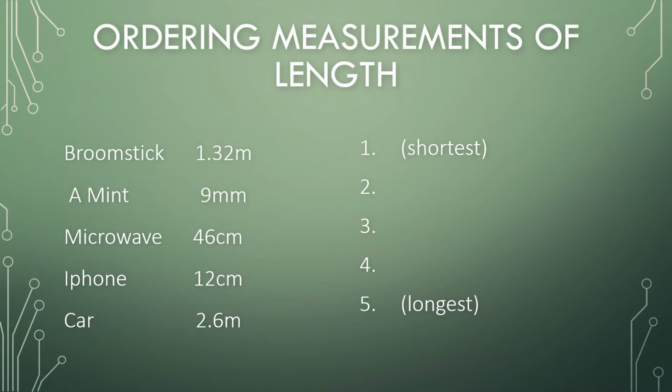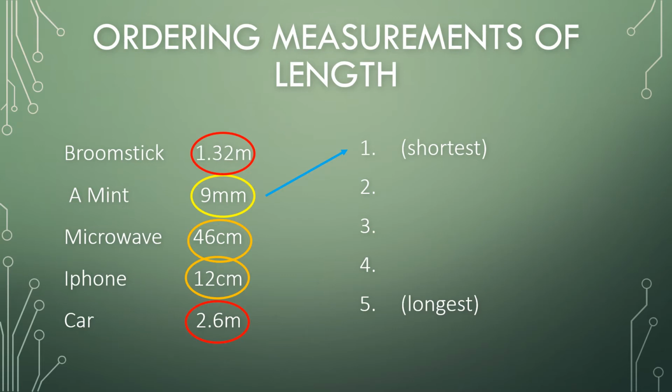So that's going in ascending order from the lowest to the highest. So we need to have a look at the types of measurements. So the units that these things have been used to measure with. So we've got our mint, which is measured in millimeters. We know that millimeters is our smallest unit of measuring length. So after that, we've got our centimeters. So we've got a microwave and an iPhone, followed by meters.